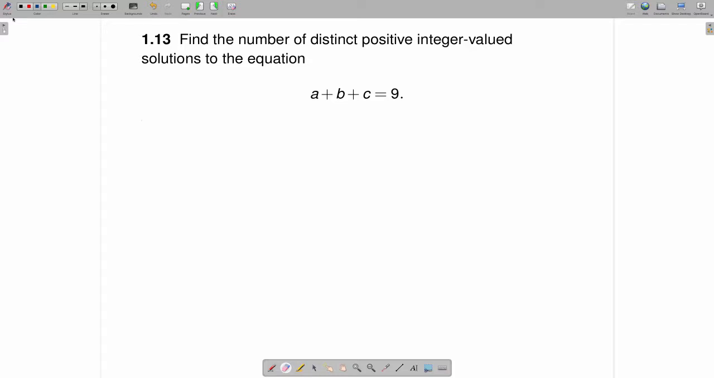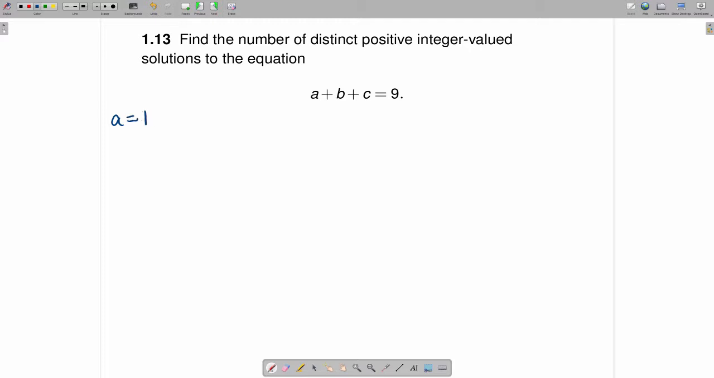Find the number of distinct positive integer valued solutions to the equation a plus b plus c equals 9. So what we are looking for is integers a, b, and c, which are all positive and are all integers which solve this equation. Well, let's list a couple of examples here.